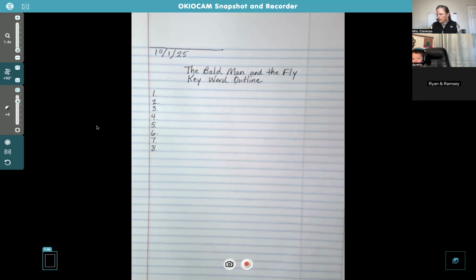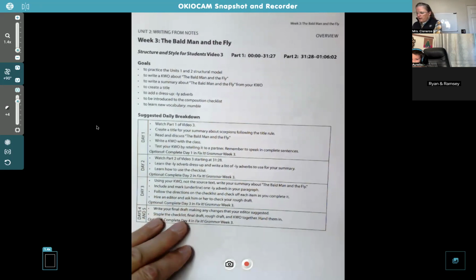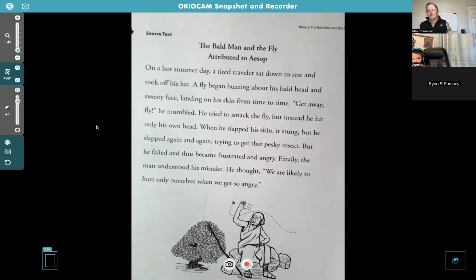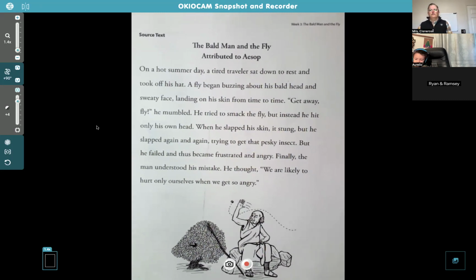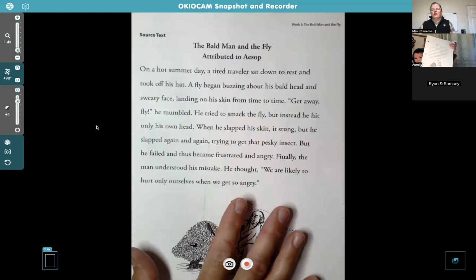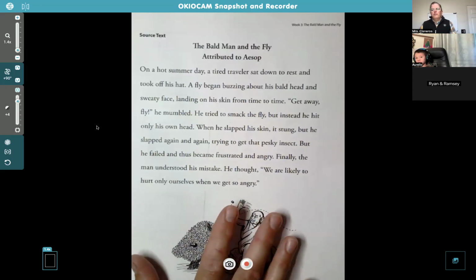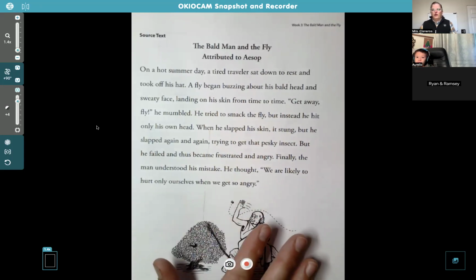Okay, so now the next step is to read the story. Find the story. It's on page 25. Is that page 25? Okay, I'm going to go ahead and read it. Go ahead and mute if you have background noise, but I'm going to read it, and you guys follow along on your paper.